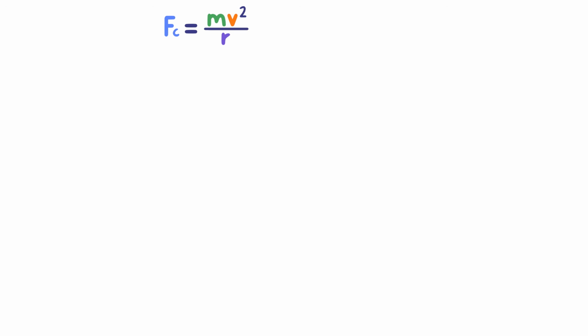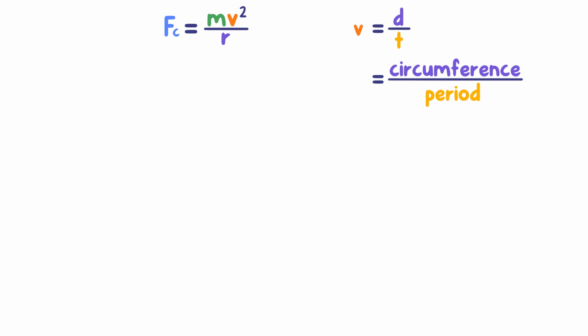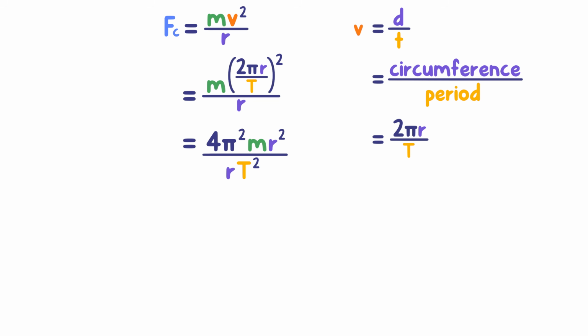Starting with the equation Fc equals mass times velocity squared over radius, we know the mass and radius but not the velocity. We know velocity is distance over time, which we can write as the distance of one rotation, aka the circumference, divided by the time for one rotation, aka the period. The equation for circumference is 2 pi r. Substituting this in and simplifying, we get that the centripetal force is 4 pi squared mr over T squared.